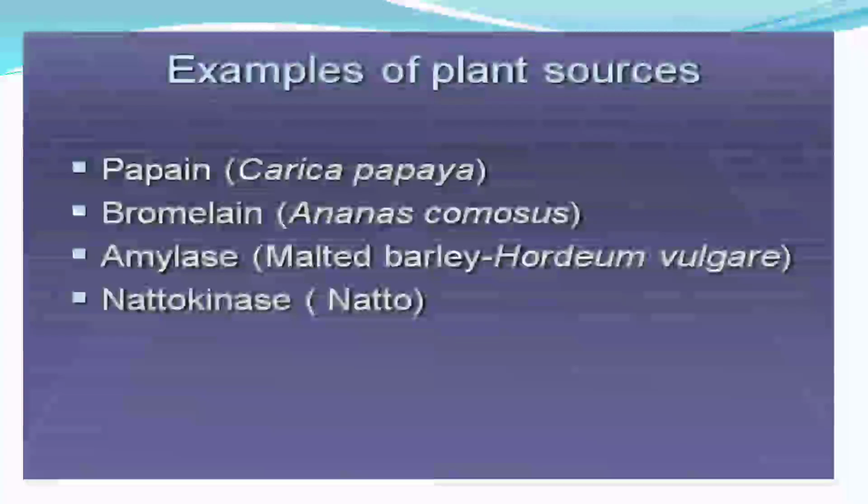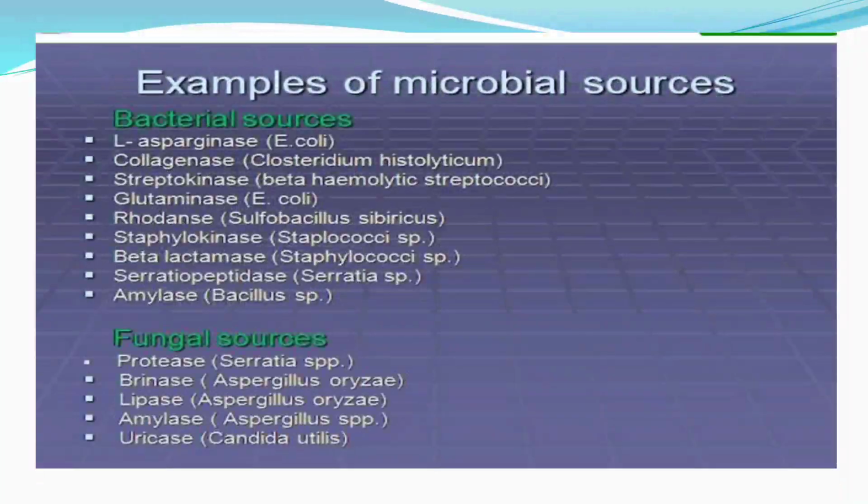Afterwards, there are certain pharmaceutical enzymes which are extracted from plant sources: papain, from Carica papaya; bromelain, extracted from Ananas comosus; amylase, extracted from malted barley; and nattokinase, from natto, which is a Chinese food. So these are the enzymes extracted from plants.